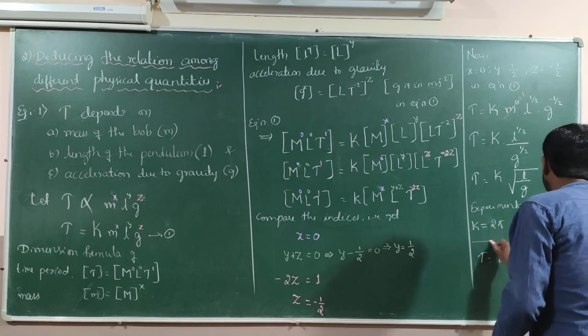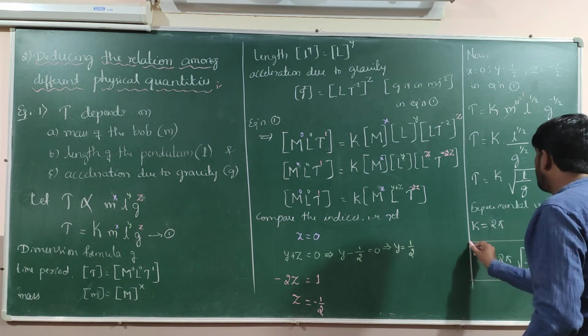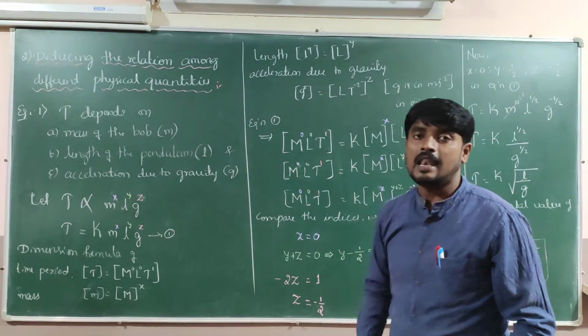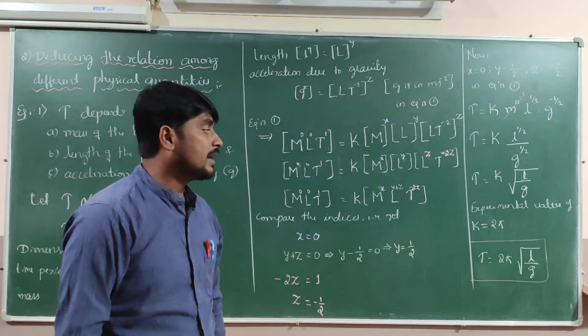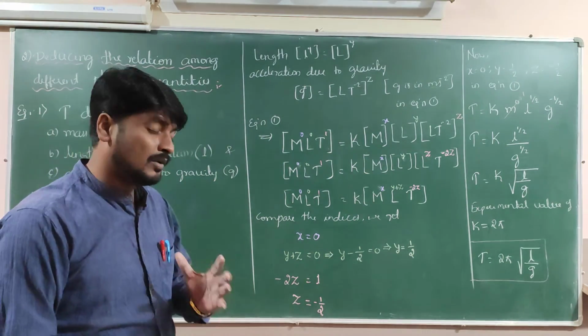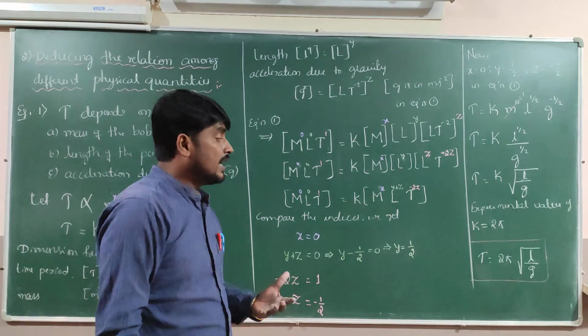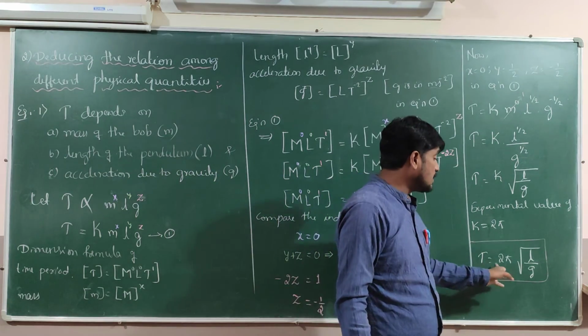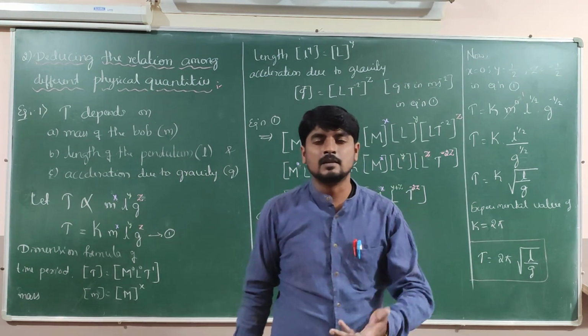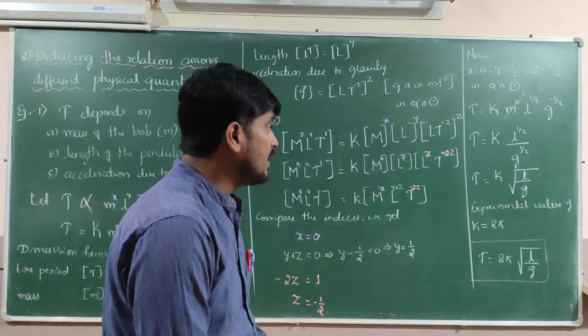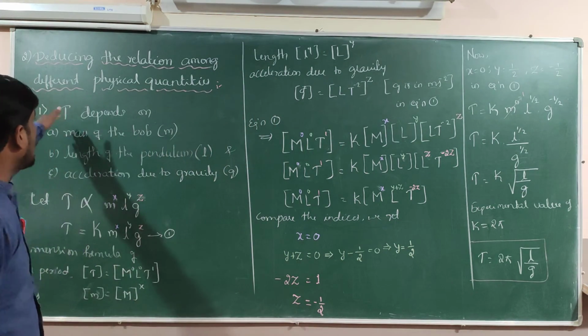Friends, this is the third fundamental equation we are going to verify in the laboratory, that is T is equal to 2 pi into square root of L by g. We are going to calculate the experimental values. That is, we will experiment on this equation. This is the simple pendulum experiment. Now, what did we do? It is a simple thing.